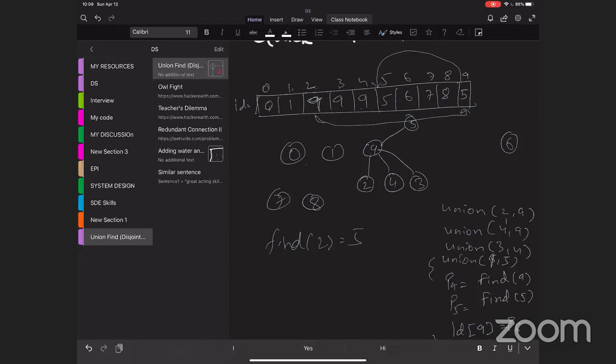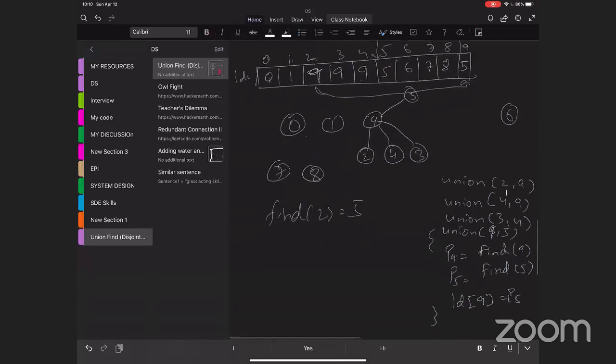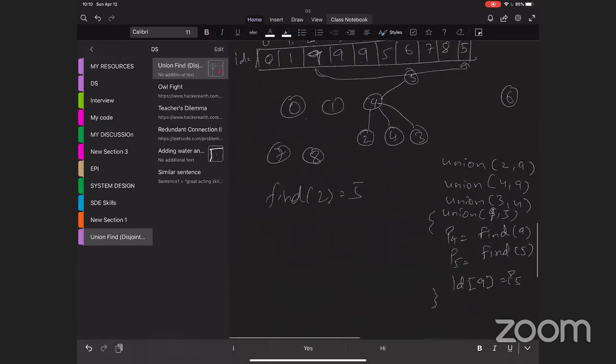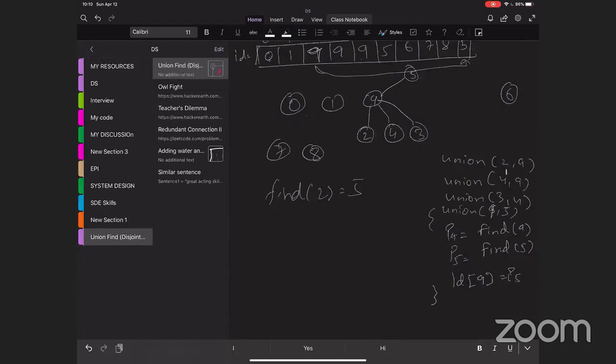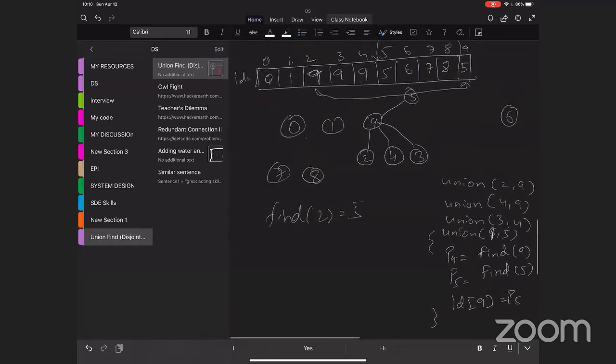So can we do the same as the last one? We would say the smaller parameter goes first, then the second parameter. That means it will be union 5 and 9. If we union 5 and 9, then 5 will be the child of 9, because I'm talking about the order of the parameters. Yeah, so you can do it either way.